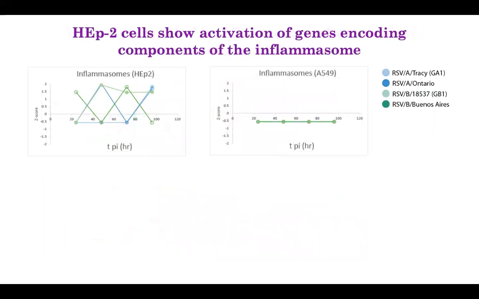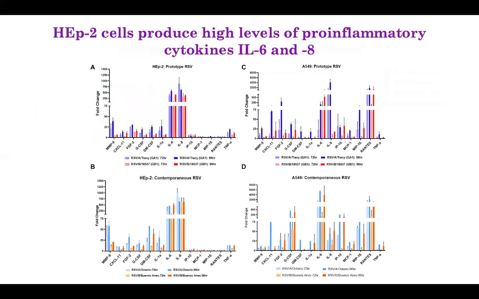If we look at genes encoding inflammasome components, we see somewhat erratic dynamics, but with strong upregulation in Hep2 cells, while A549 cells show weak downregulation and no change in regulation at all. These data are consistent with a more pro-inflammatory response from Hep2 cells.